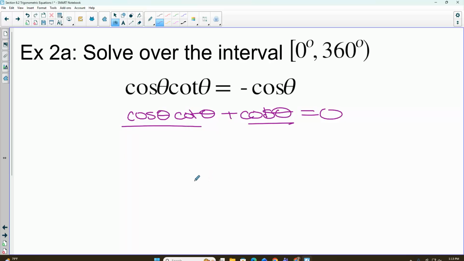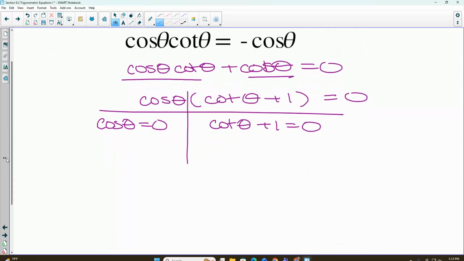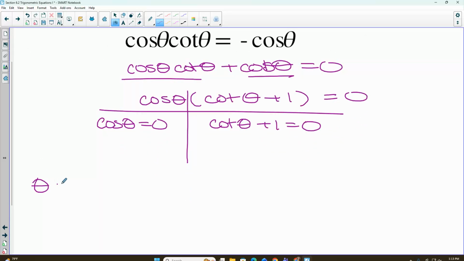I have 2 terms. Both of them have a cosine theta, so I can take it out. Now I just have 2 things multiplied that equal 0, so we have to solve them. I need to know when cosine is equal to 0, or when cotangent theta plus 1 is equal to 0. Every time on the unit circle when cosine is 0, think about cosine is your x value. When is x 0 on the unit circle? 90 degrees and 270 degrees.